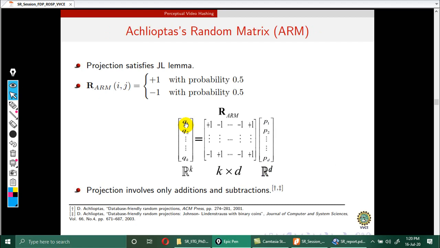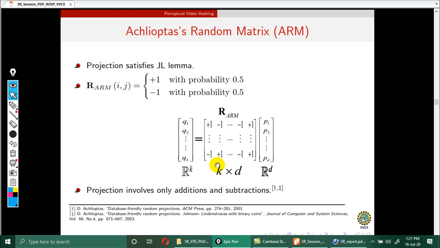We have used the Achlioptas random matrix, a random projection matrix that satisfies the JL lemma. The Achlioptas random matrix is very simple because it has +1 and -1 with equal probability. So if you take a random projection matrix of dimensions k by d, there are an equal number of +1 and -1. Let me explain the concept of random projections using the Achlioptas random matrix, which is proved to satisfy the JL lemma.